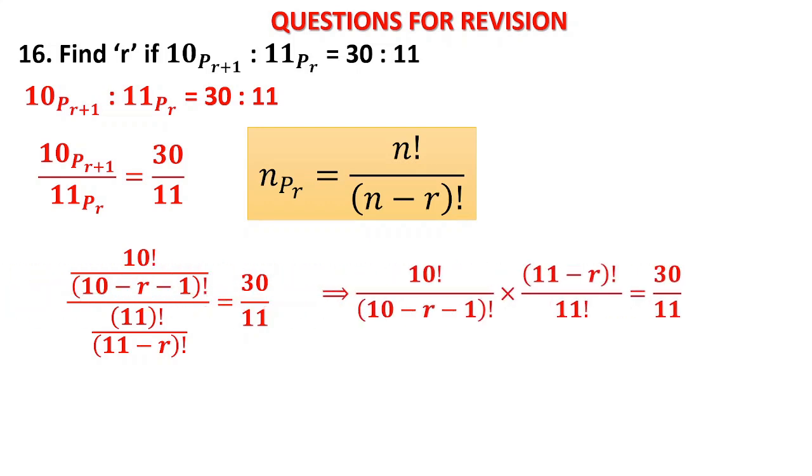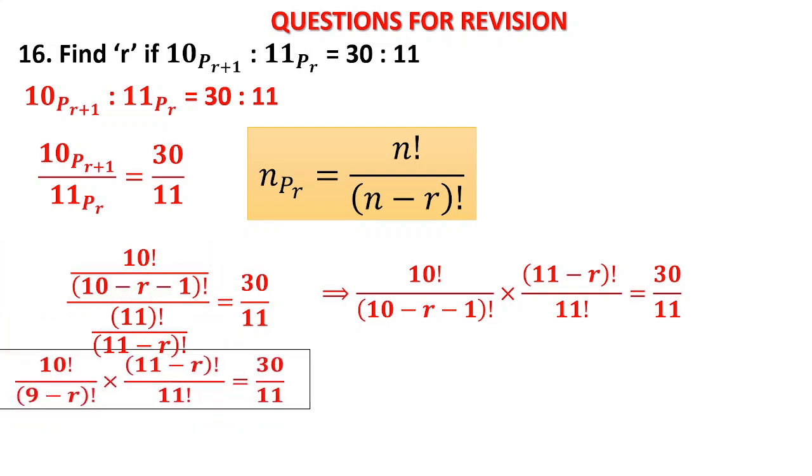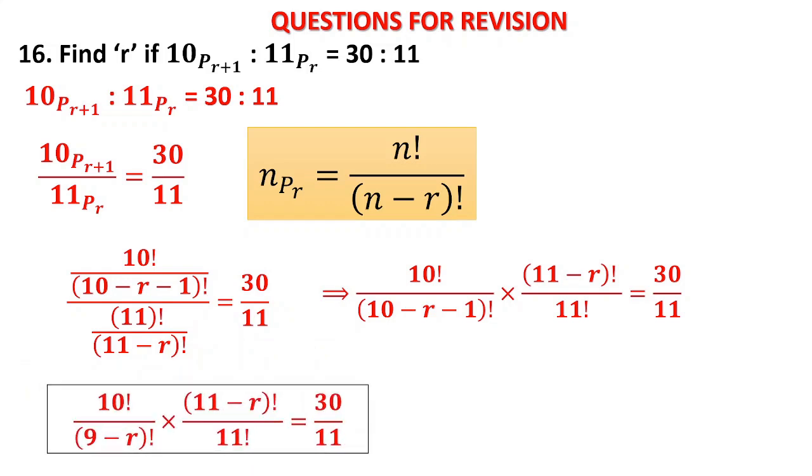Now all of you know how to convert it into multiplication: n factorial by n minus r minus 1 factorial into 11 minus r factorial by 11 factorial. Here what you have to do is expand the bigger factorial. Therefore we have to expand 11 factorial.